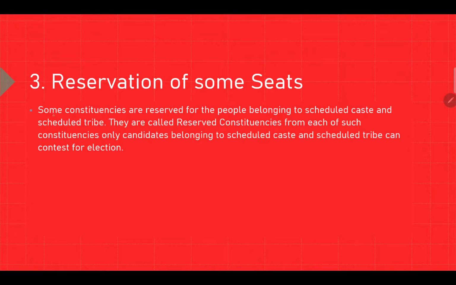Reservation of some seats. Some constituencies are reserved for the people belonging to scheduled caste and scheduled tribes. They are called reserved constituencies. From each such constituency, only a candidate belonging to scheduled caste and scheduled tribes can contest an election. Now, we need to understand reserved constituency. What is a reserved constituency? Reserved constituencies are the constituencies where only scheduled caste and scheduled tribe people can contest an election. So it is a reservation of some seats for the scheduled caste and scheduled tribes.